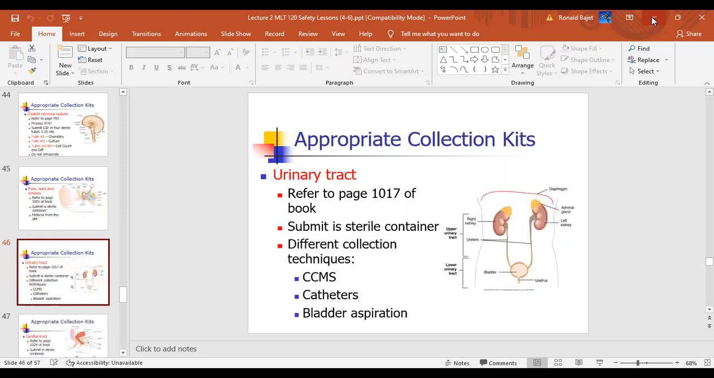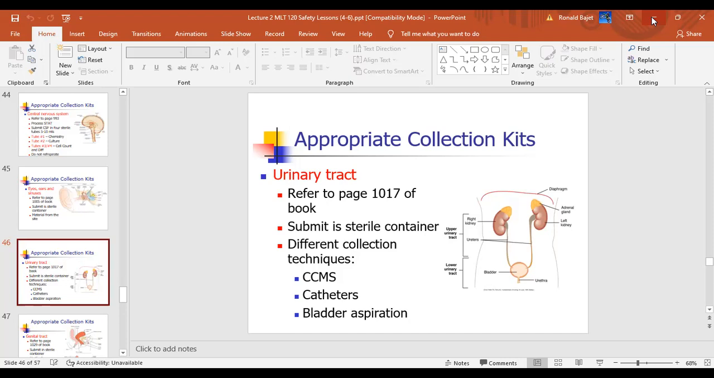And then urinary tract specimens. You've got a clean catch midstream, you've got a catheter, and then you've got a bladder aspiration. Those three urine collection sites reflect the level of sterility. With clean catch, you don't want the first catch. You want a midstream clean catch urine. That's what CCMS is. The next, more sterile, is a catheterized urine. And the most sterile is a bladder or suprapubic aspiration. They usually can do those in babies.